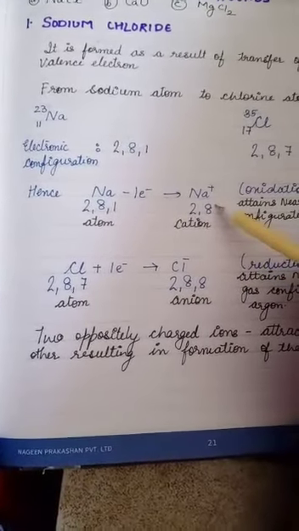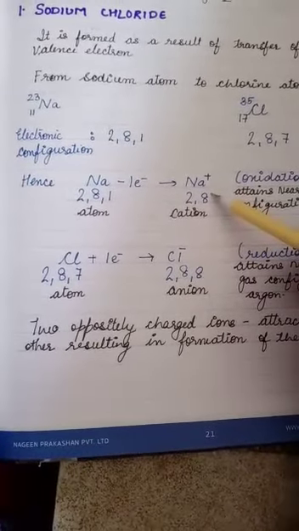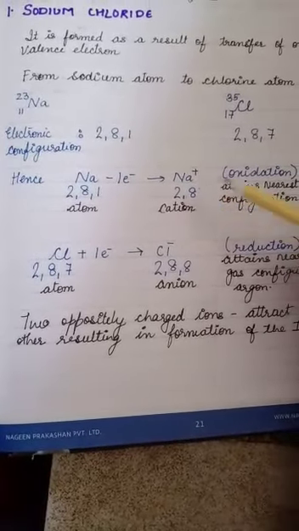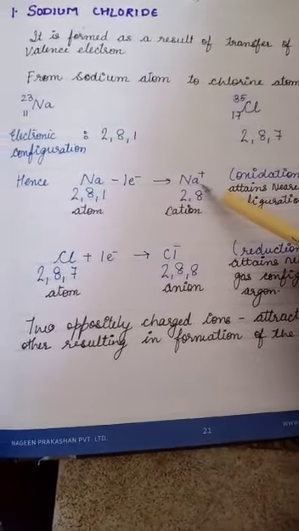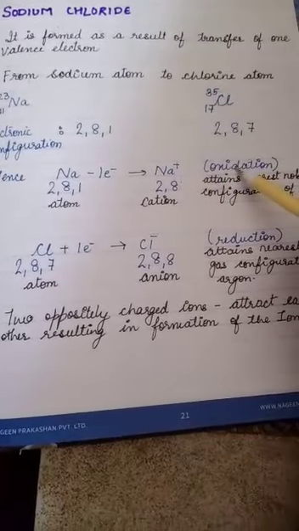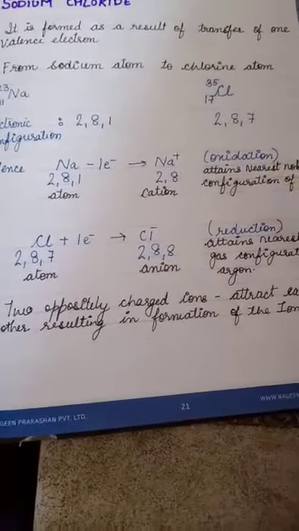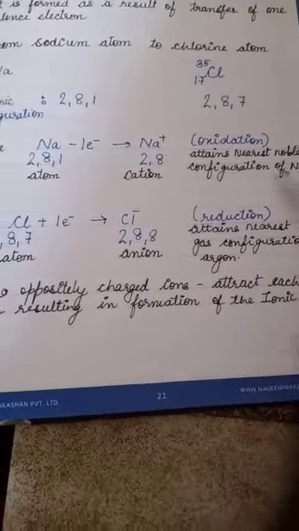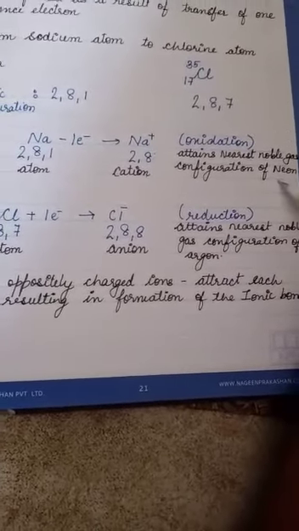Now you can see I have mentioned the electronic configuration. After loss of one electron, it attains the 2,8 electronic configuration. Since there is loss of electron taking place, the process is known as the oxidation process. And this sodium ion attains the nearest noble gas configuration of neon.